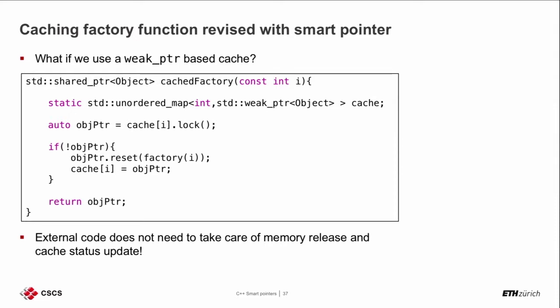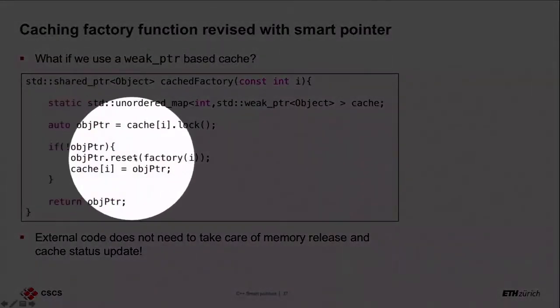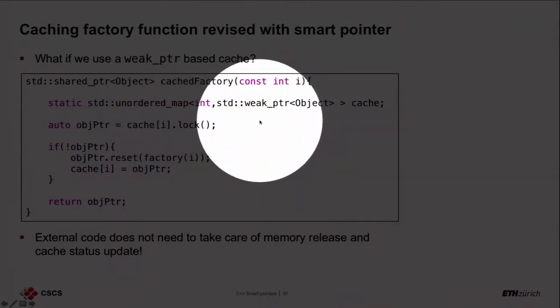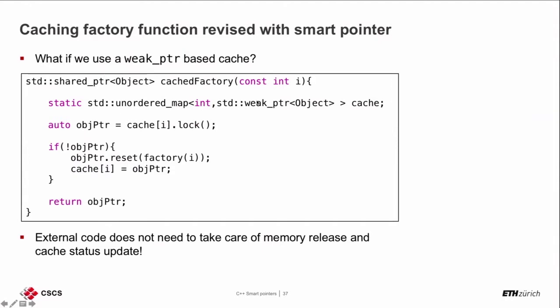The good news here is that the external code doesn't have to worry about how many shared pointers and weak pointers pointing to the same resource exist, because everything will be automatically managed for you by the shared pointers themselves and by the weak pointers. So when all the shared pointers are destroyed in your code, the memory location will be automatically released. And the other thing is that the cache map doesn't need to be updated manually, because the weak pointer, since it's sharing the same resource with all the other shared pointers that have been created, is automatically updated by the smart pointers for you. So yeah.